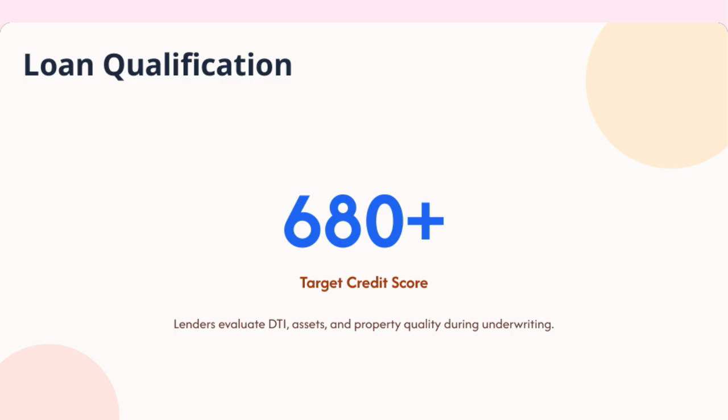One of the most important is the debt-to-income ratio, or DTI, which helps determine if you have enough income to comfortably manage your loan payments along with your other debts. They also look closely at your assets, such as savings, investments, and other valuable property, to ensure you have a financial cushion. Additionally, the quality of the property itself plays a critical role, as it affects the collateral and the overall risk for the lender.